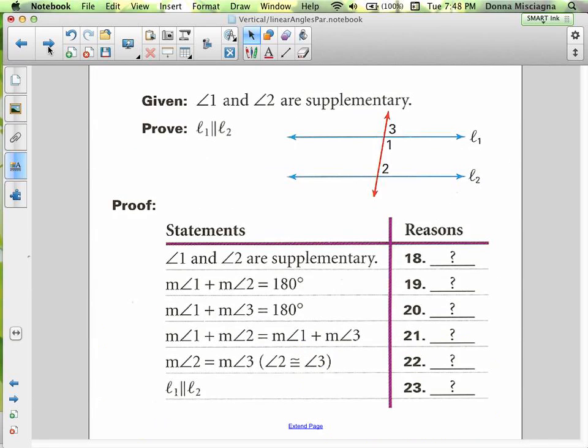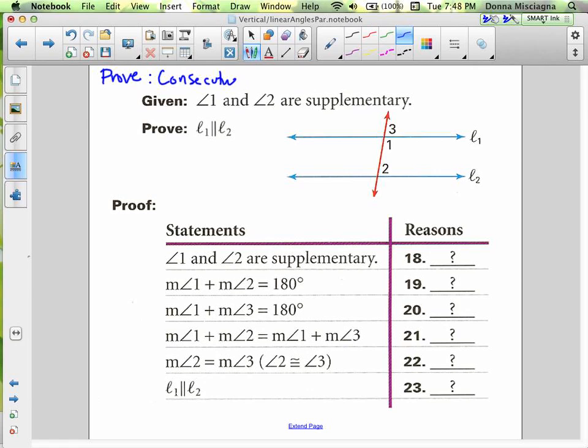This one has the statements. We're going to fill in the reasons, and we're trying to prove that two lines are parallel. This, by the way, is a proof of one of our theorems. We're trying to prove the consecutive interior angles postulate.